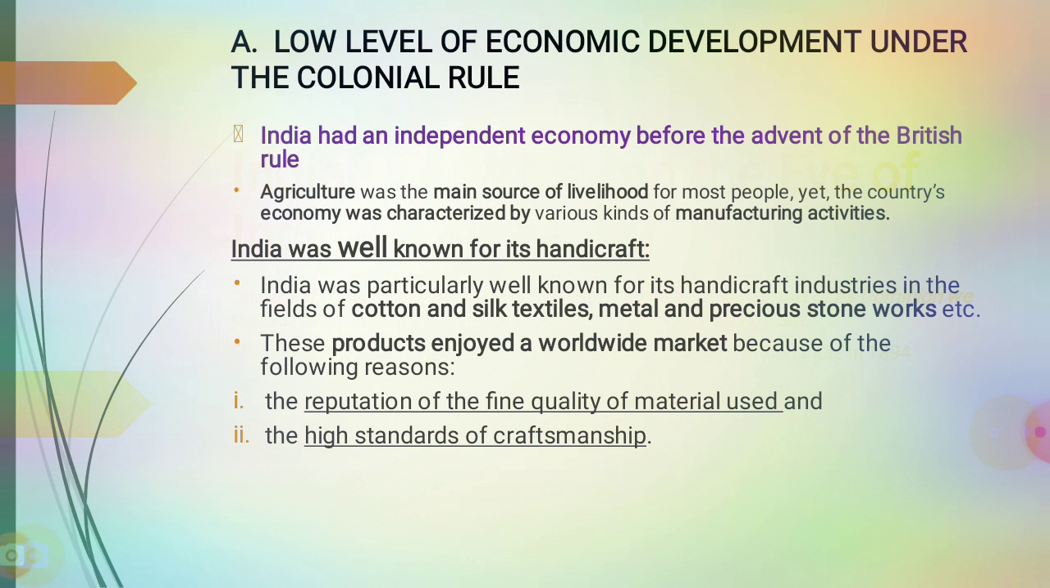First of all, we'll be looking at the state of economic development under colonial rule. Before the advent of the Britishers, the Indian economy was basically an agrarian economy, and almost 80 to 85% of the total population in India was dependent on the agriculture sector. Agriculture was the main source of livelihood for most of the people.